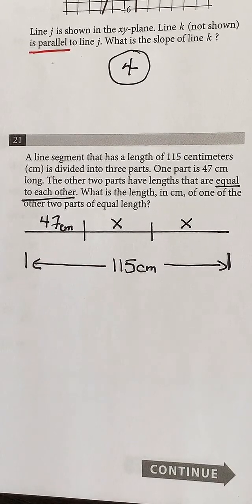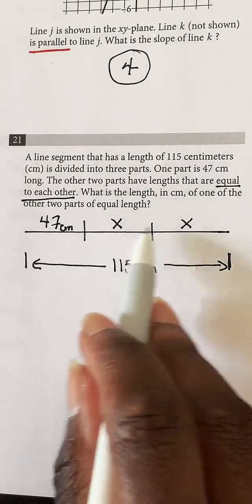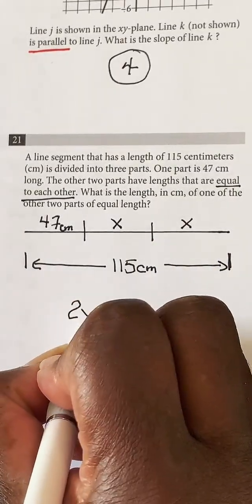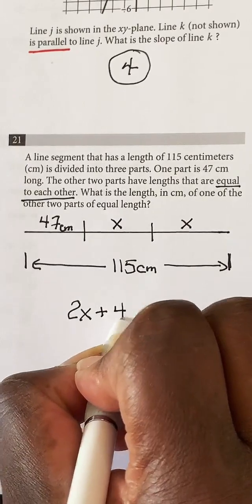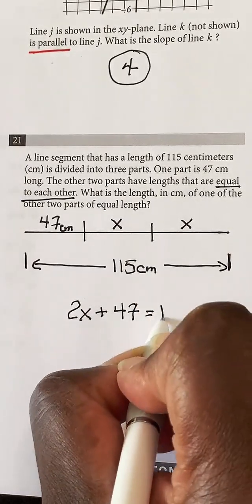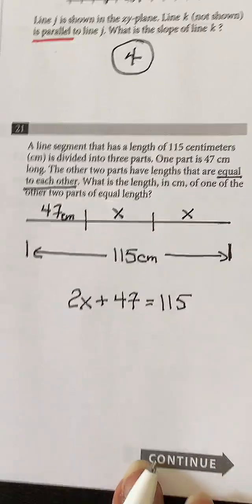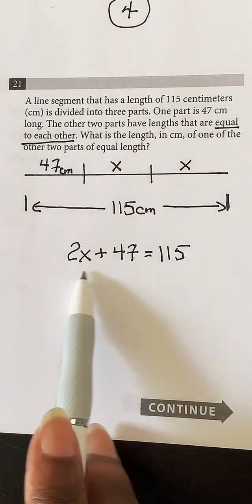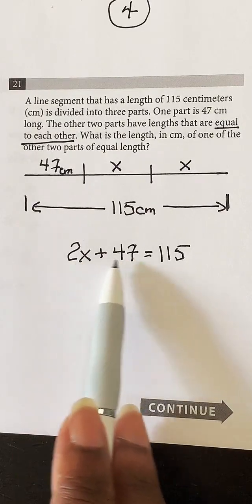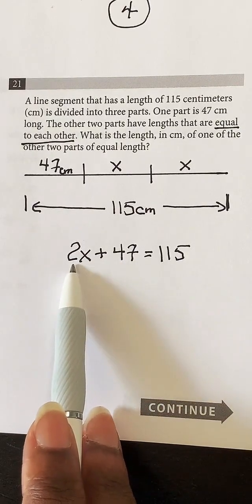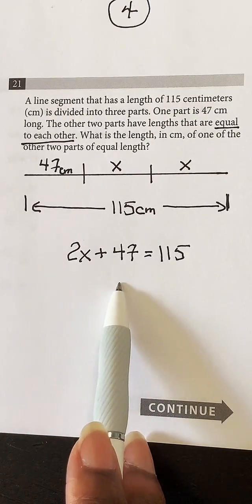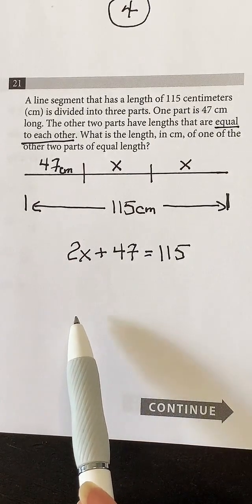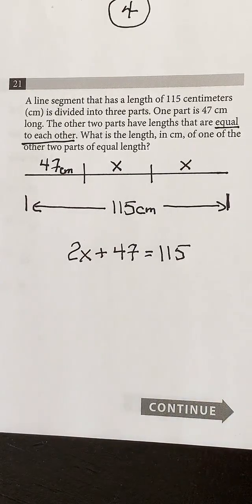All right. So now we're going to do simple equations. We have two X's. So that's my 2X, plus my 47 is going to equal my 115. Okay. I was able to get this out of this. So this is representing my three parts. If you didn't get the 2X and you just wrote X plus X plus 47, you can do that. That's perfectly fine. But it has to equal 115.